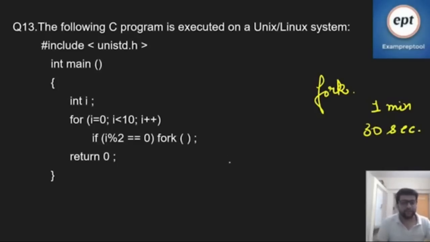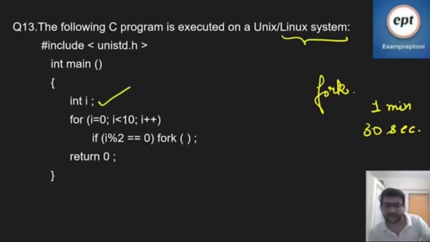Okay. So we have been given a C program which is executed on a Linux system, right? And the program is like this. Here a variable i is declared. Then we have a for loop which runs from i equal to 0 to i less than or equal to 10. And so the values of i are from 0 to less than 10.